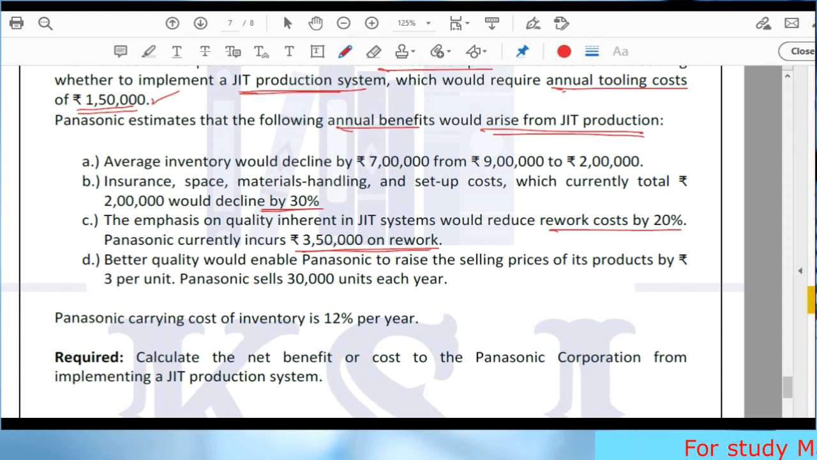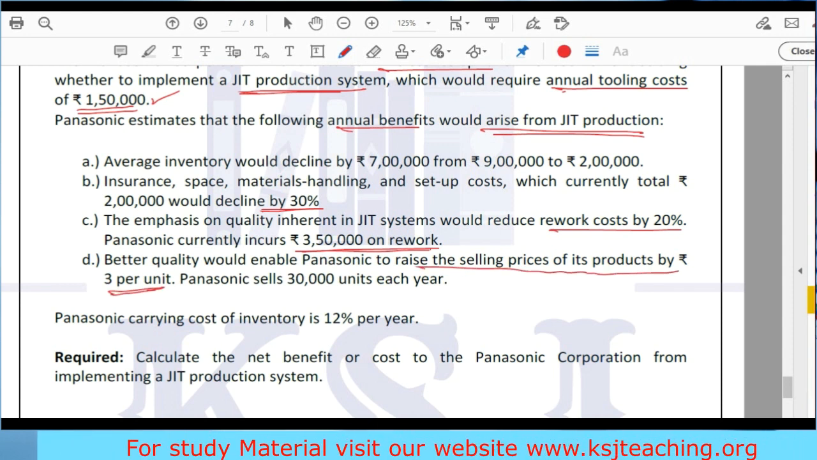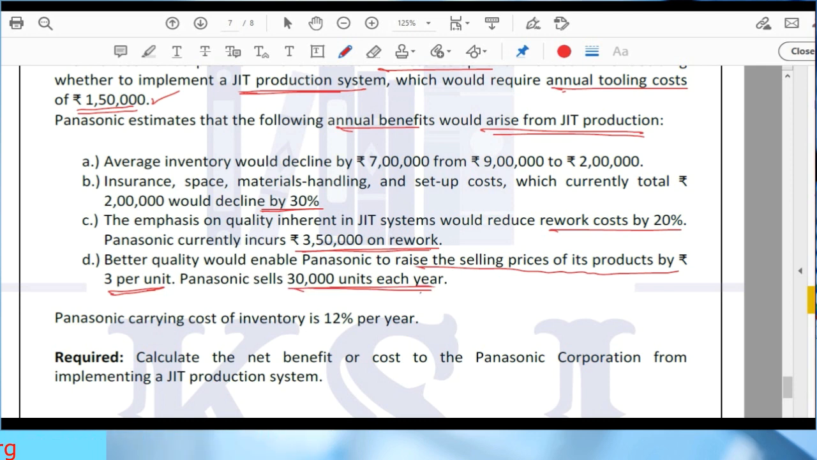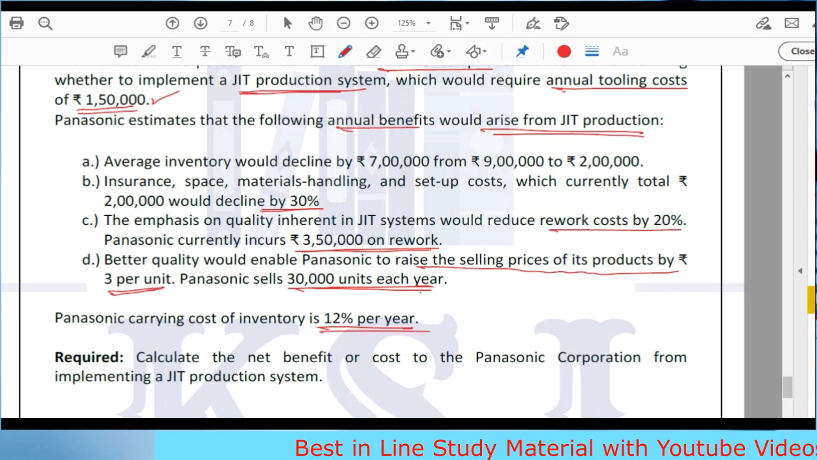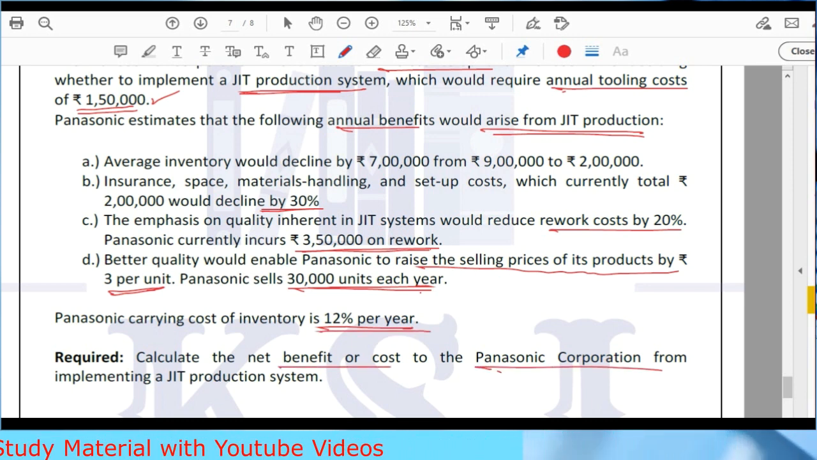Better quality would enable Panasonic to raise the selling prices of its products by 3 per unit. The selling price will be increased. There will be increased sales. Panasonic sells 30,000 units each year. Panasonic's carrying cost of inventory is 12% per year. Calculate the net benefit or cost to Panasonic Corporation from implementing a JIT production system.